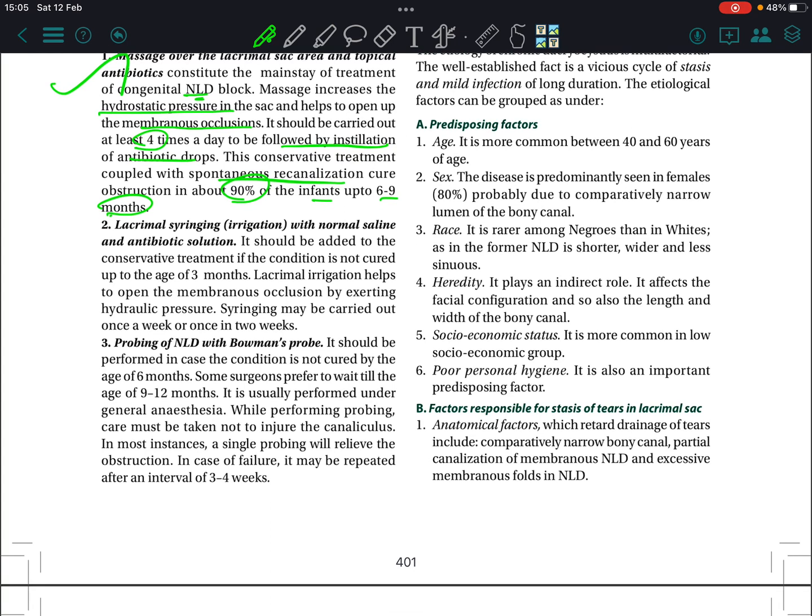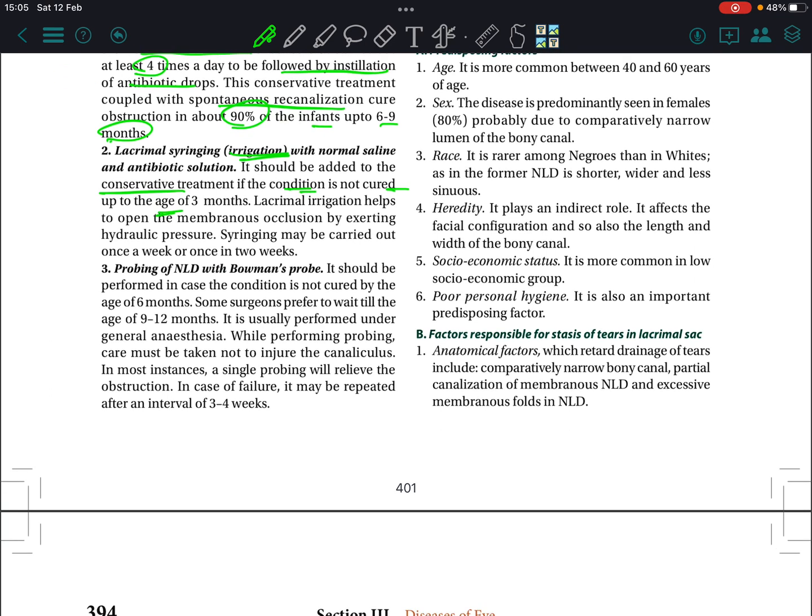Lacrimal syringing with normal saline and antibiotic solution should be added to conservative treatment if the condition is not cured up to the age of 3 months. Lacrimal irrigation helps to open up the membranous obstruction by exerting hydraulic pressure. Syringing may be carried out once a week or once in 2 weeks.